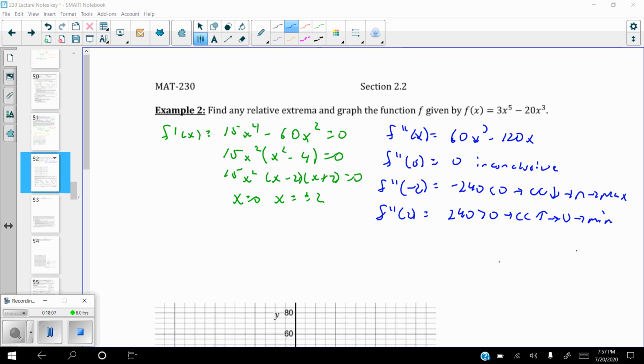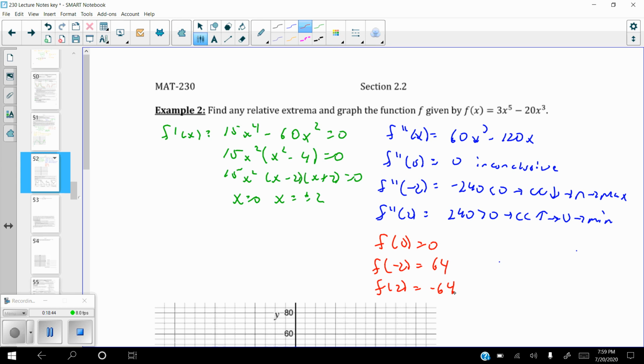Okay, so we're going to need to find our values of the function at those places. So let's do the actual function at 0. Once again, that's just 0. That's the easy one. Let's do the function at -2 and the function at +2 and see what we come up with. If we plug in -2, if I did that correctly, we get 64. If we plug in +2, we get -64.